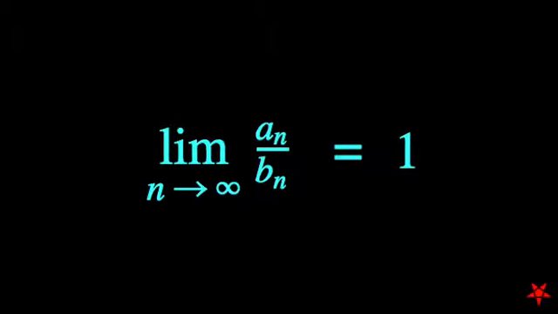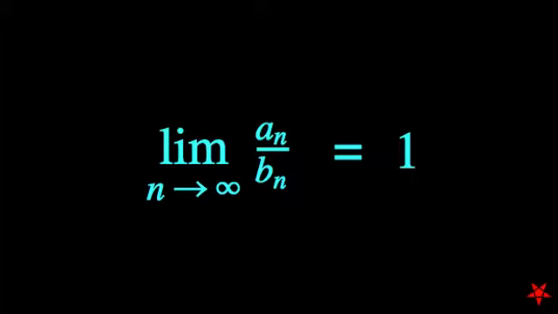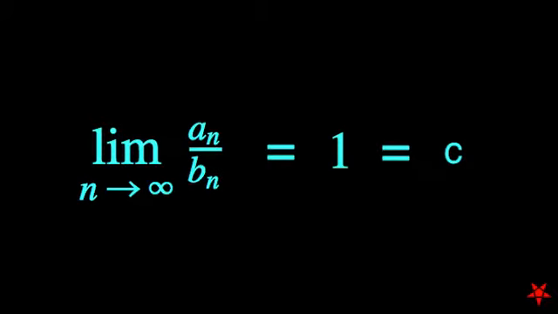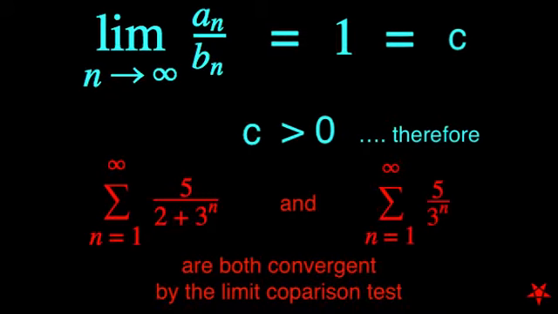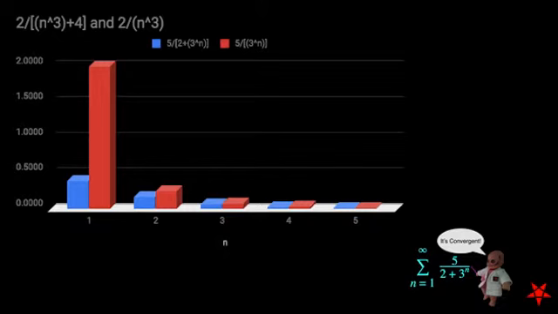Yes, limit is equal to 1. Don't forget what these things mean. Keeping in mind the definition for the limit comparison test, we notice that c is greater than 0, therefore, both series are convergent, and by implication, 5 over 2 plus 3 to the n is convergent for n equal to 1 to infinity. And since I would hate for anyone to have to take my word for it, here's a graph for your convenience.